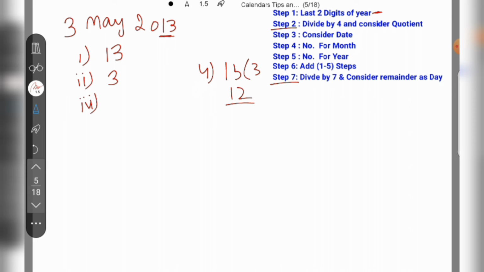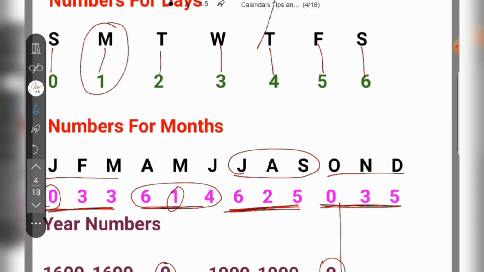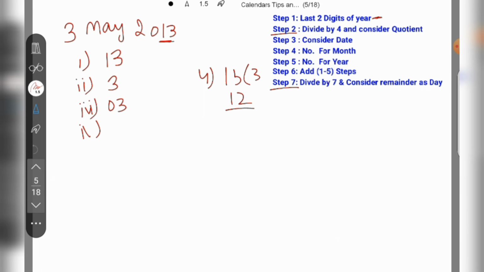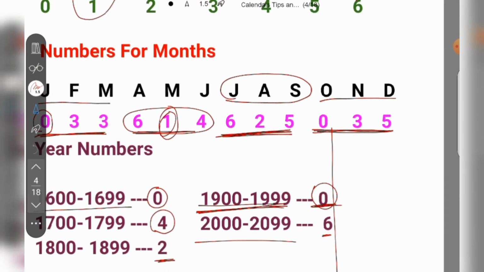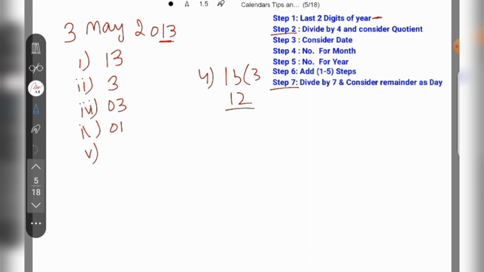And the third step is we need to consider the date, which is 03 or 3rd May. And the fourth step we need to consider the number for the month. As I said, it is May, which is 1. So 033614, right? Yeah, May is 1. So the code for the month is 1, and the fifth step is the number for the year. We have considered 2000, right? So for 2000 the code is 6 here. You just have to remember these codes and follow these steps, and it will be very useful for you.